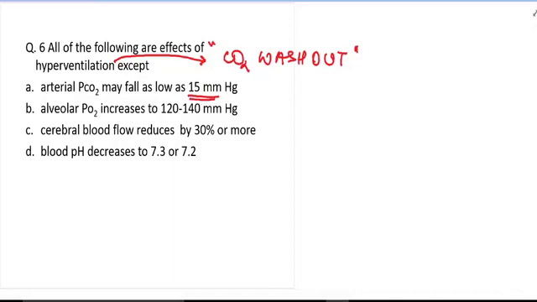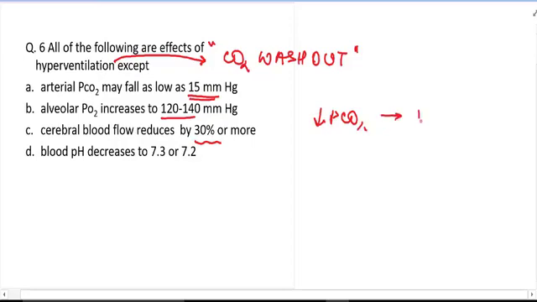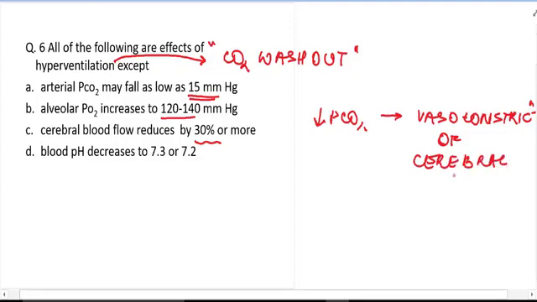Alveolar PO2 will increase because hyperventilation also means an increase in alveolar ventilation. Increase in alveolar ventilation means alveolar PO2 will increase to 120 to 140 millimeters of mercury. Cerebral blood flow in fact reduces. Why is this? This is because hypocapnia, a decrease in PCO2, causes a vasoconstriction of the cerebral blood vessels, right? And this in turn will lead to lightheadedness.